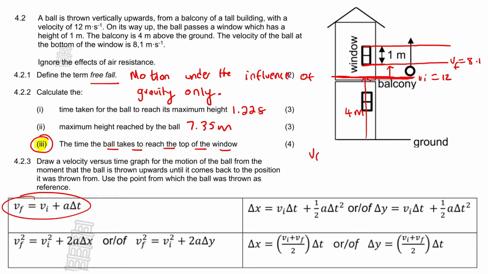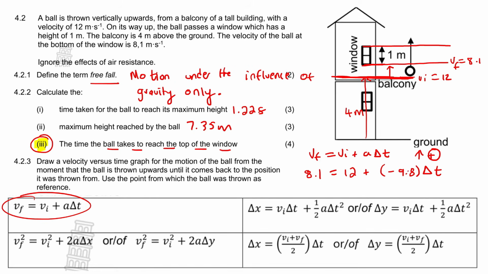So we could just write out the formula and choose a direction as positive. Let's choose up as positive. So the final velocity is 8.1. The initial velocity is 12. Acceleration will be negative 9.8 because we've chosen upwards as positive, and acceleration always acts down, and then we can work out time. So now that is going to work out the time between those two levels.